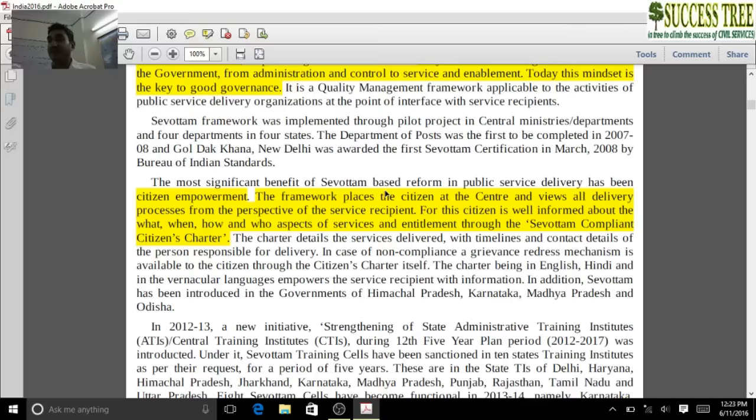If you need to enhance governance, or enhance efficiency in governance or government, because polity and governance is the GS paper 2 we have, again it's the way to empower the citizens. If an essay comes on corruption or whatever, again this is the way.